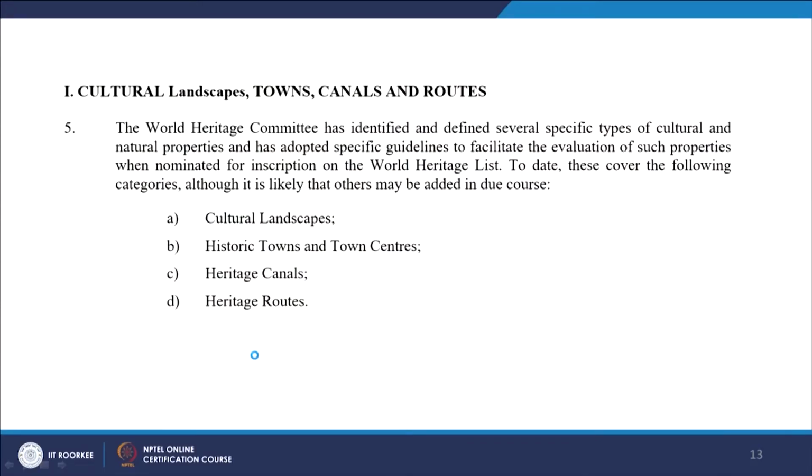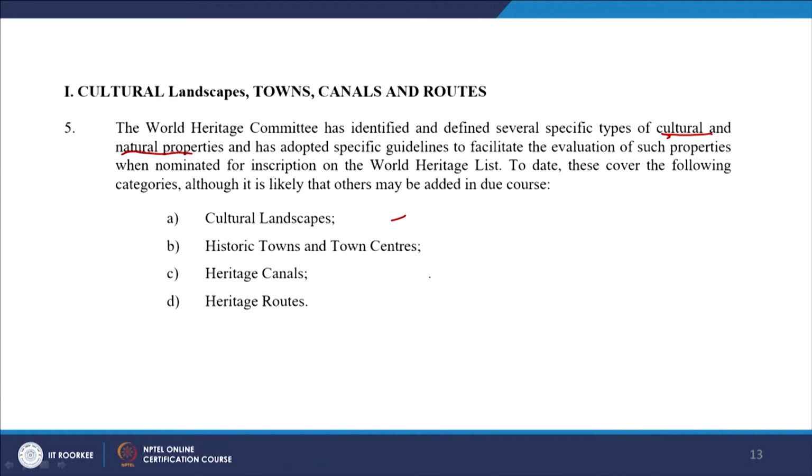The World Heritage Committee has identified and defined several specific types of cultural and natural properties, and has adopted certain guidelines to facilitate the evaluation, how to evaluate. In the beginning of our conservation lectures, we talked about historic integrity, authenticity, significance and context. These all have to be considered: what kind of integrity this particular property, settlement or landscape bears, and what its outstanding universal value is. So they have classified properties into cultural landscapes, historic towns and town centers, heritage canals, and heritage routes. Today we'll just briefly discuss the cultural landscapes.